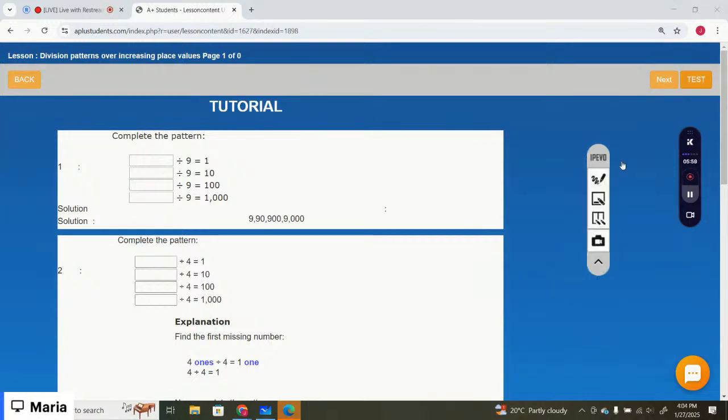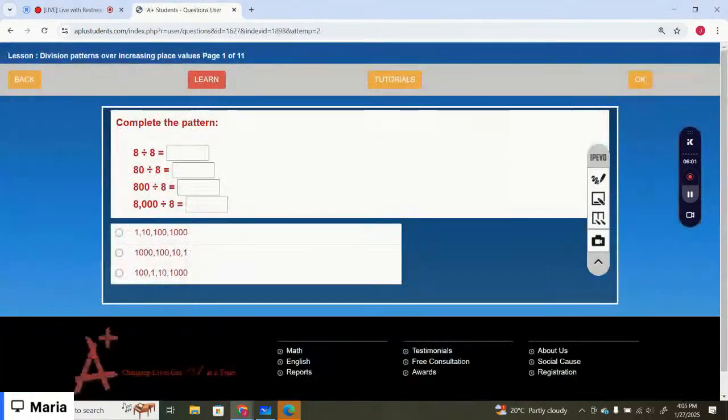Okay, let's just start with the test questions. Complete the pattern. Which is the correct option? 8 divided by 8, 80 divided by 8, 800 divided by 8, and then 8000 divided by 8. So which is the correct option?